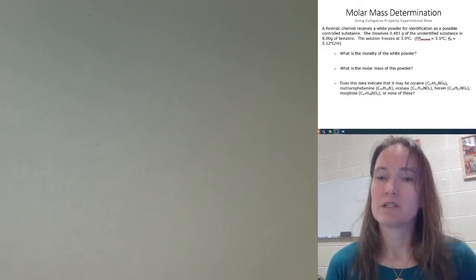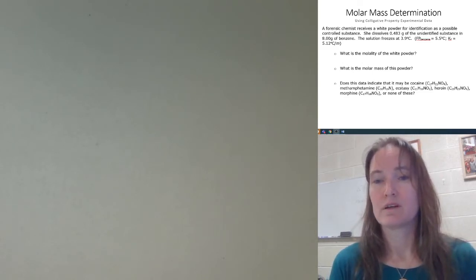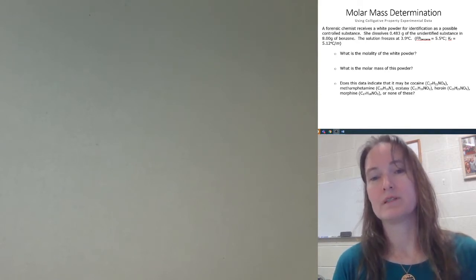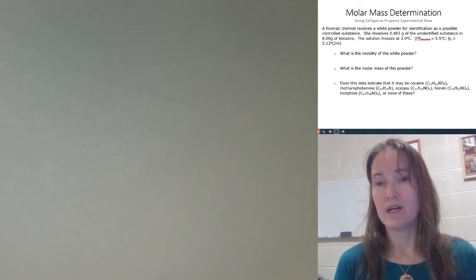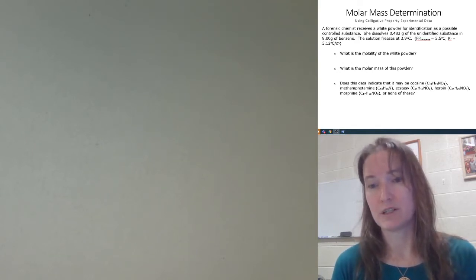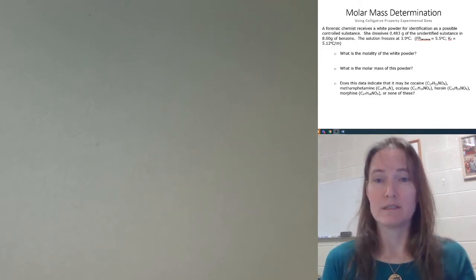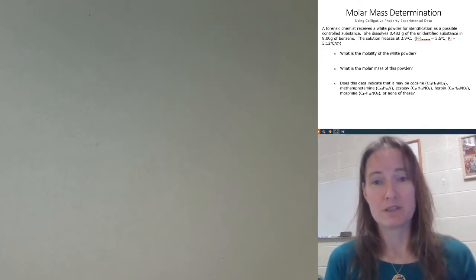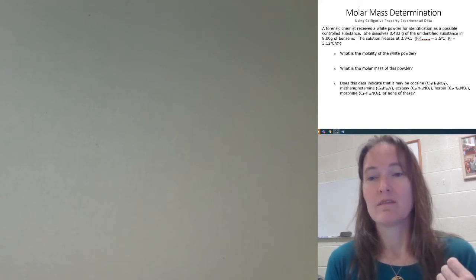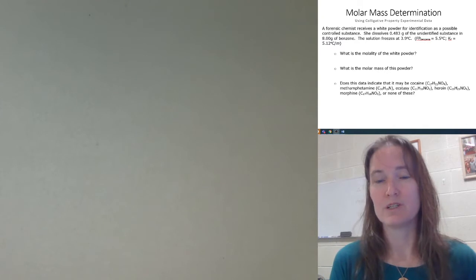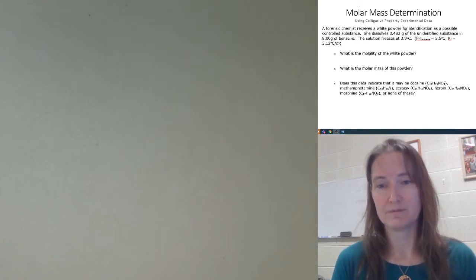So this chemist, she dissolves 0.483 grams of the unidentified substance in 8.00 grams of benzene. And the solution that creates freezes at 3.9 degrees. The freezing point of just the pure benzene solvent is 5.5 degrees. And the freezing point constant for benzene is 5.12 degrees Celsius per mole.